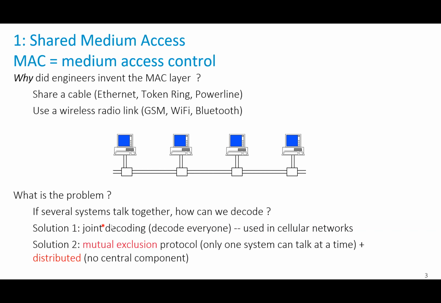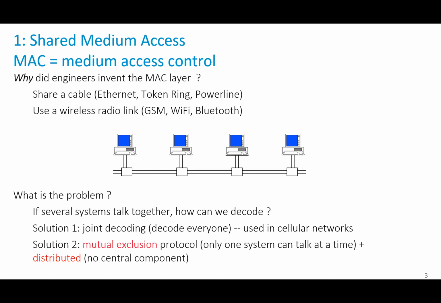So this can be done, but this is fairly sophisticated and is done typically in cellular networks. In networks that we use in computer networks like Wi-Fi, power line communication, etc., we use mutual exclusion. Mutual exclusion means we prevent collision. We say only one system should talk at a time. So we prevent that from happening. This is what happens on Wi-Fi.